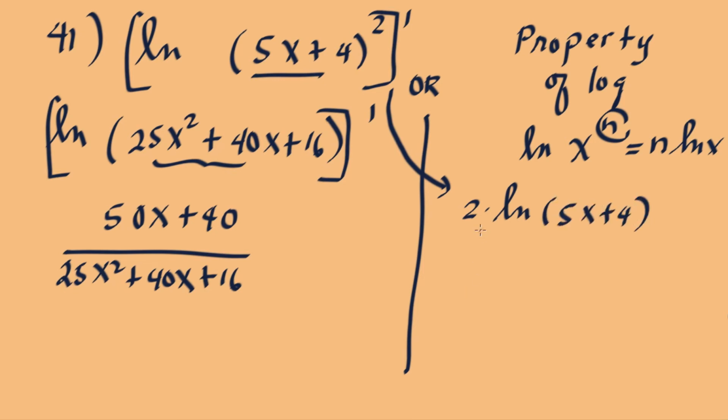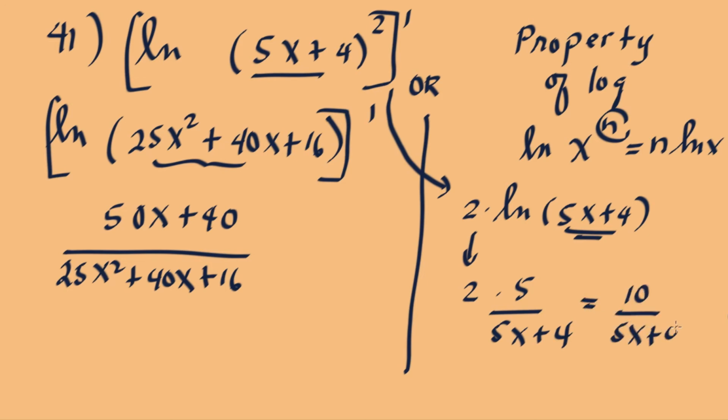And then you go ahead, this 2 is a constant anyway. So the derivative of 5x plus 4 is going to be 5 over that 5x plus 4. Now it is equal to what? 10 over 5x plus 4.